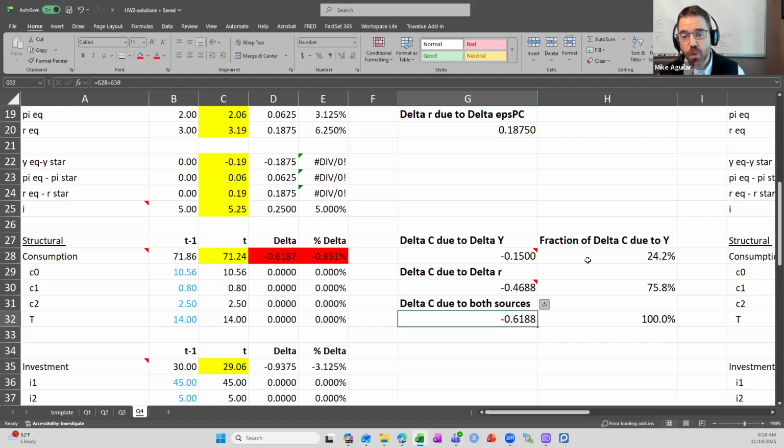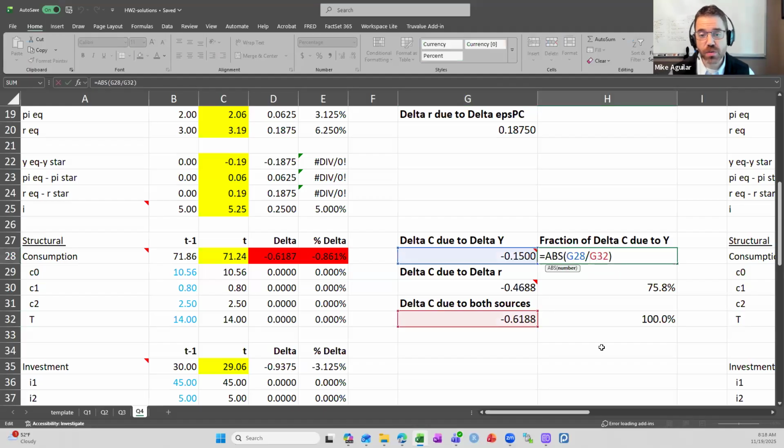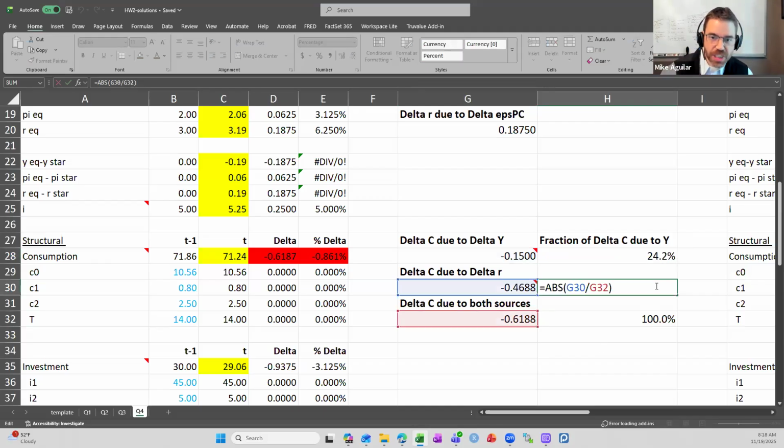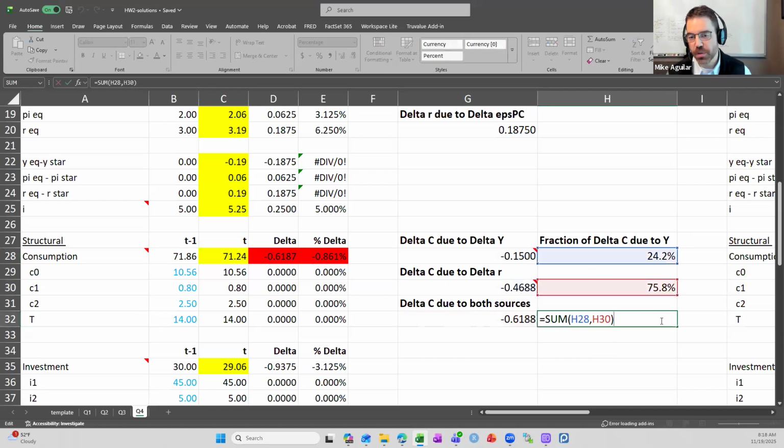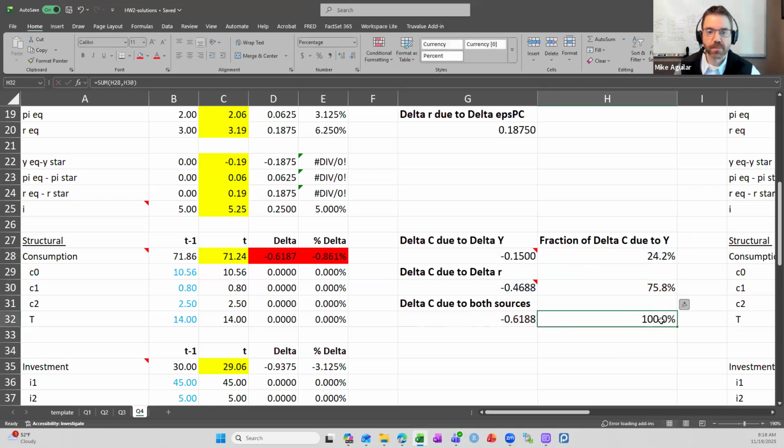From that, you can figure out how much of the change in C was due to the change in Y, and the change in C due to the change in R. Those add up to 100 because it's percent. So we really dug into the reason, the amount, the direction of the change in consumption under the original economy with the marginal propensity to consume equal to 0.8.